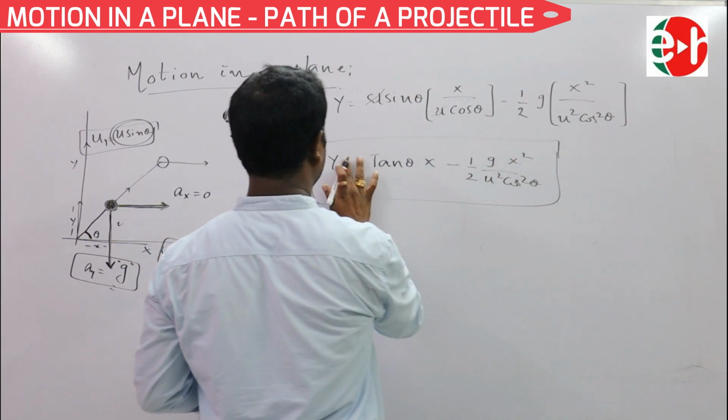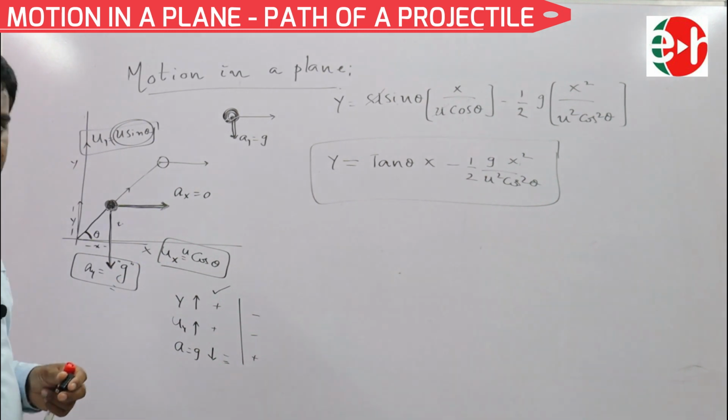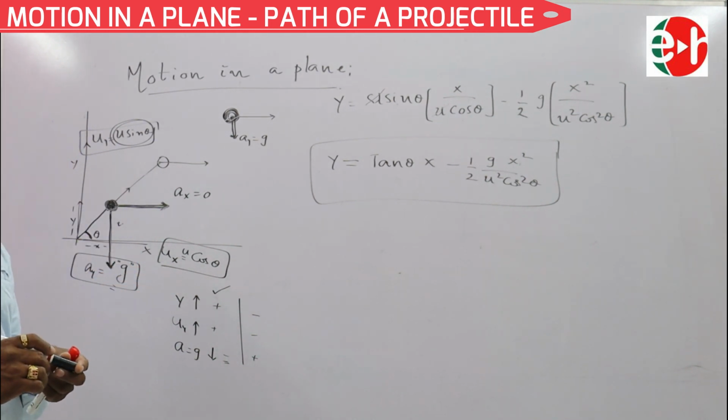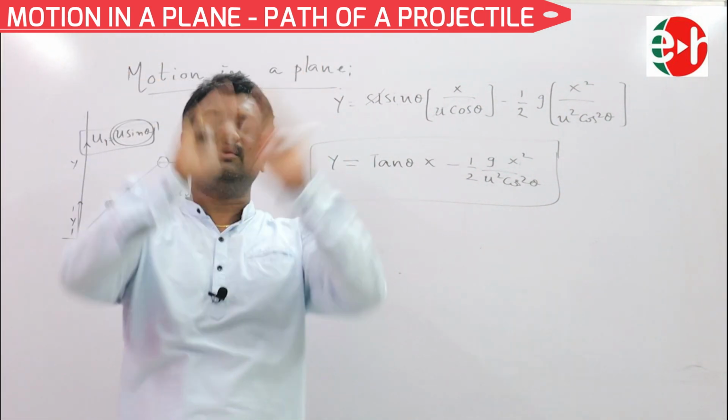We have arrived at one very beautiful equation. What does it infer? Let's see now. Here, what is this theta? Theta is the angle of projection. Angle of projection means the angle with which you have projected it, you have thrown it.